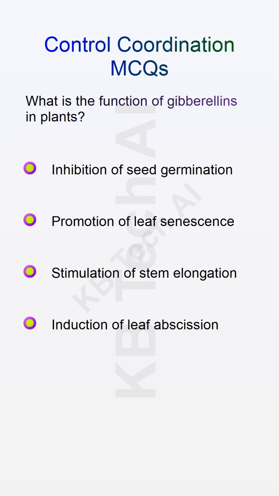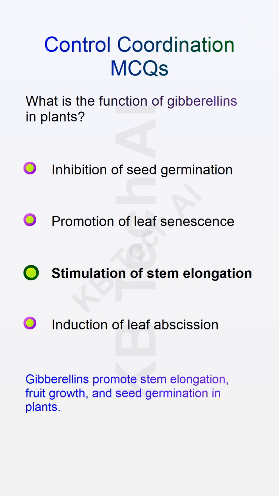What is the function of gibberellins in plants? Option 1, inhibition of seed germination, option 2, promotion of leaf senescence, option 3, stimulation of stem elongation, option 4, induction of leaf abscission. The answer is, option 3, stimulation of stem elongation.